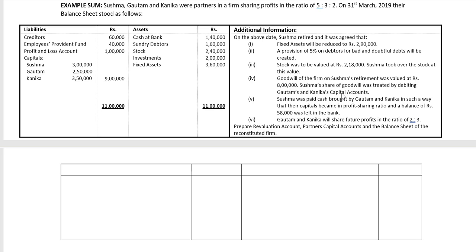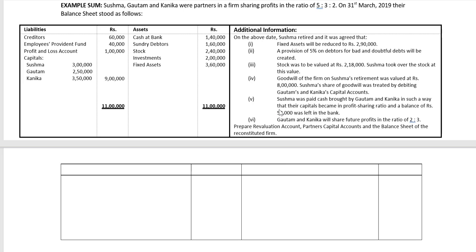The fifth point, Sushma was paid cash brought in by Gautam and Kanika in a way that their capitals became in profit sharing ratio and a balance of rupees 58,000 was left in the bank. Last point, Gautam and Kanika will share future profits in the ratio of 2:3. We are asked to prepare the revaluation account, the partners' capital accounts, and the balance sheet of the reconstituted firm.